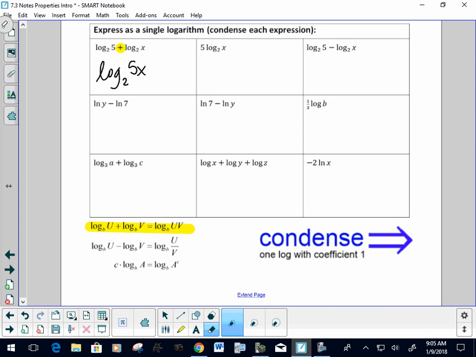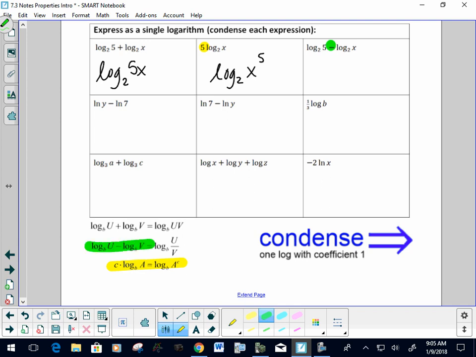The next problem has a power. It has a coefficient, so we're going to use the power rule, and we're going to condense that 5 as a power. So this is going to be the log base 2 of x to the 5th power. The next one has subtraction. So we're going to use our subtraction rule property. So if we rewrite that, it's going to be the log base 2 of 5 over x.